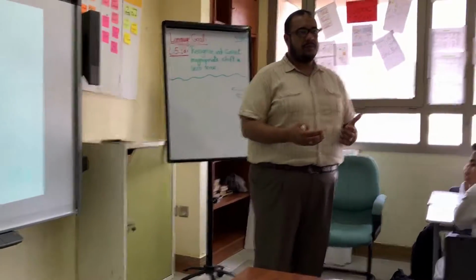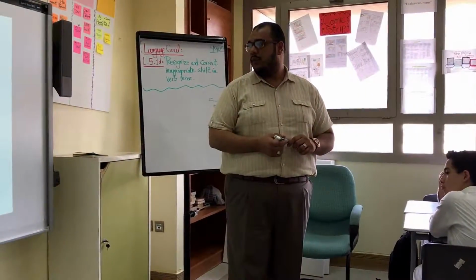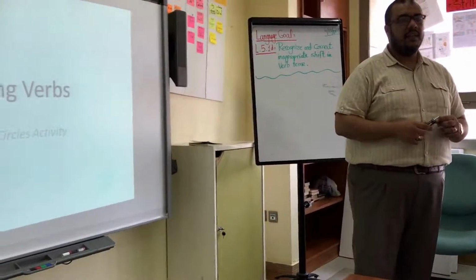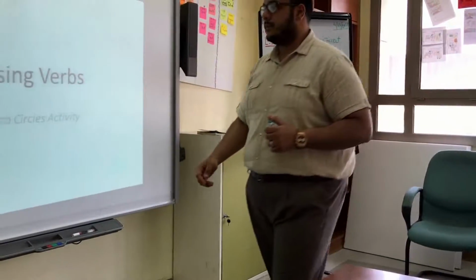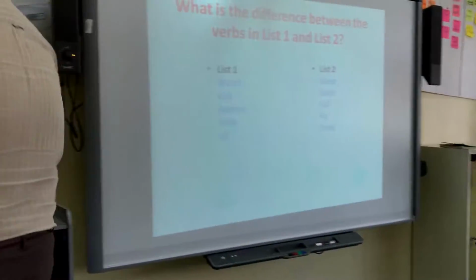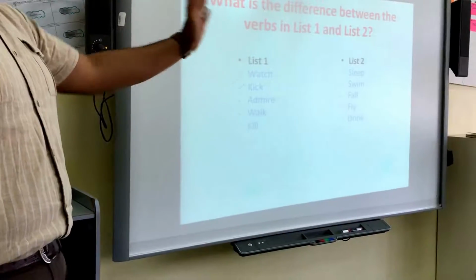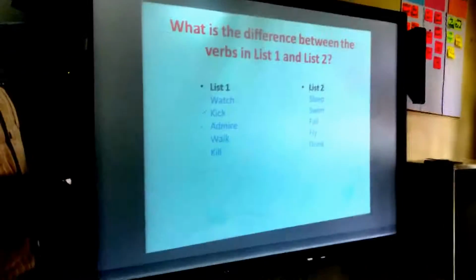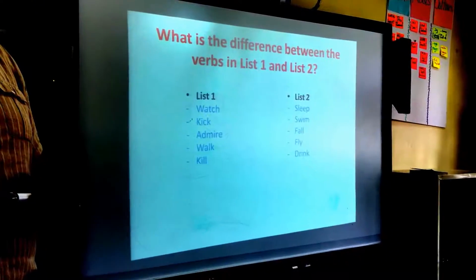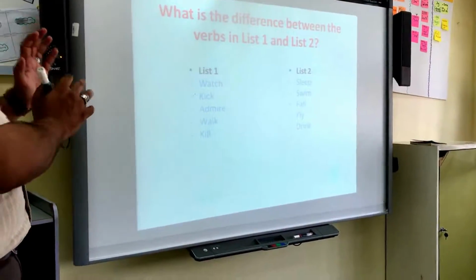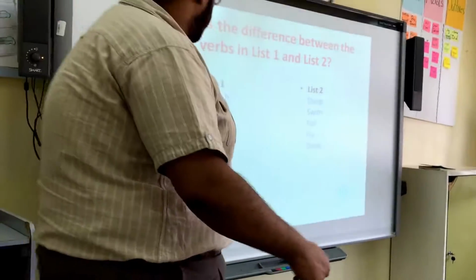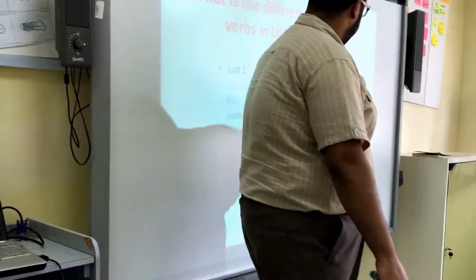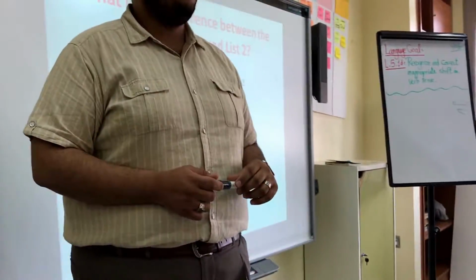We'll practice using verbs with a new activity called the Verb Circles activity. Before we head on to the activity itself, let me ask you a question. We have two lists of verbs here. What is the difference between the verbs in list 1 and the verbs in list 2? I'll give you a couple of seconds to look at the lists and tell me what is the shared characteristic among this group of verbs, and what is the shared characteristic among this group of verbs.